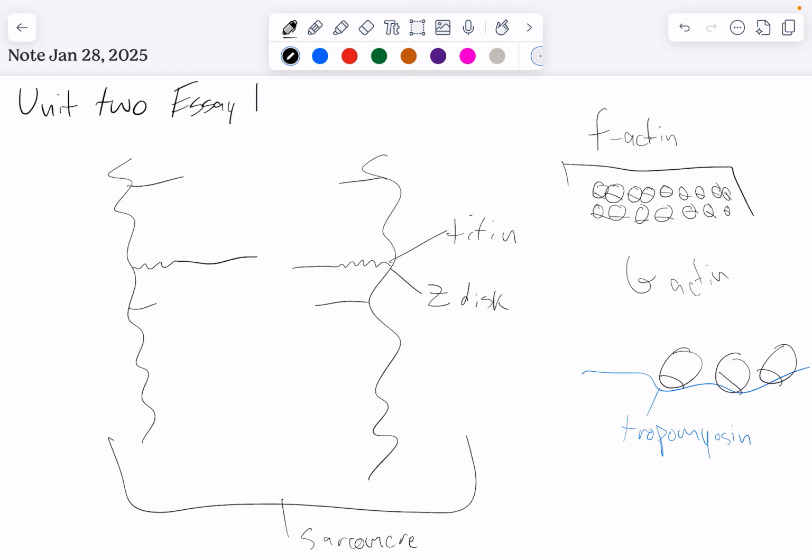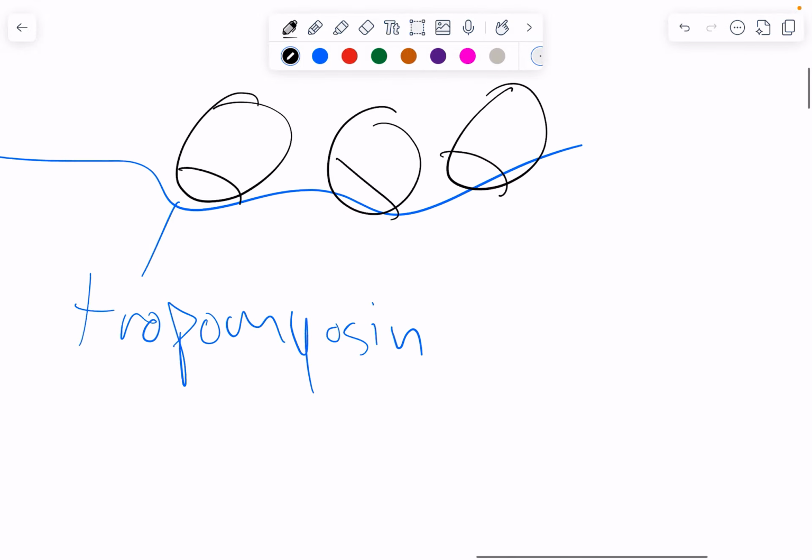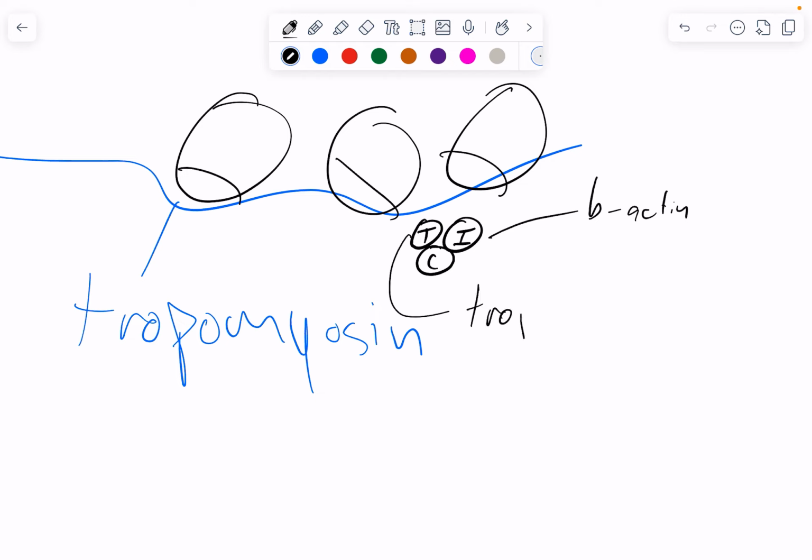And then we've got a couple different types of troponin. And this troponin kind of looks like a little Mickey Mouse head. So we got troponin T, troponin I, and troponin C. So troponin I is actin. Troponin T is tropomyosin. Troponin C is calcium. And then these are the myosin binding sites.